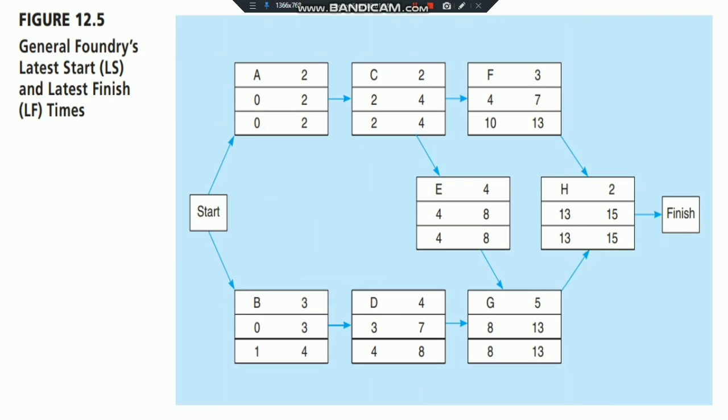Same with A and B. Activity B has only one successor, which is D. So its late finish time is 4, and then we subtract 3, its activity time, to get 1. Same with activity A: the late finish of activity C is 2, so minus the activity time of 2, we get 0.